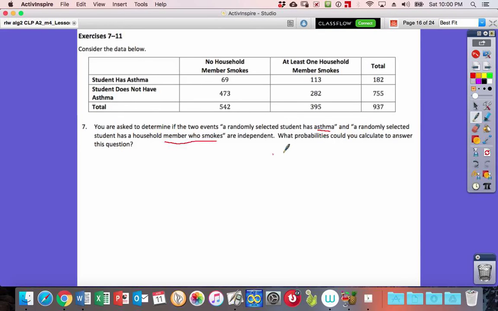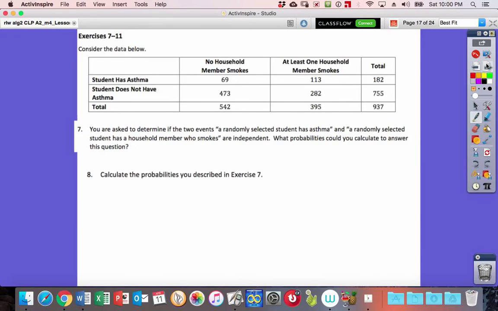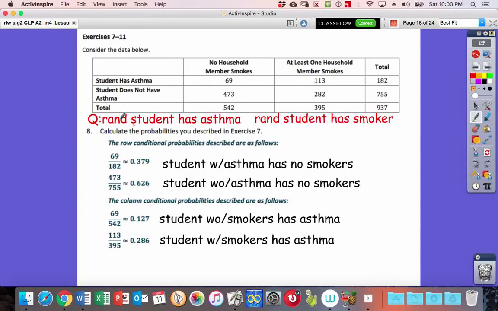Okay, now they have some really long answers. I put it all on one slide because I thought it actually made it easier to look at. So the question is, are these two events independent? Now remember, the definition of independent is if I have an event and I have the same probability for the conditional event, then I know they're independent.